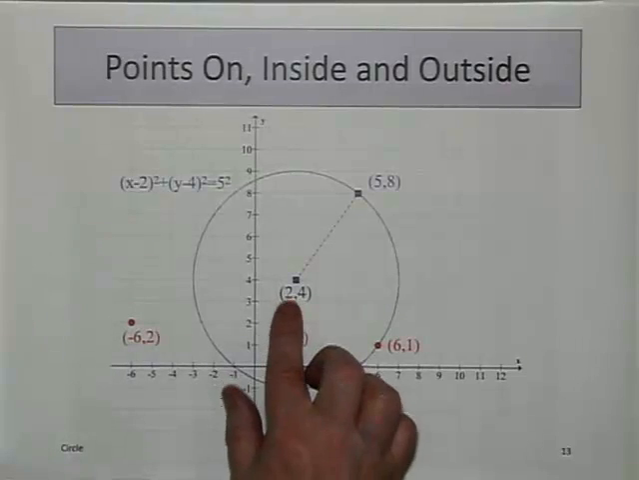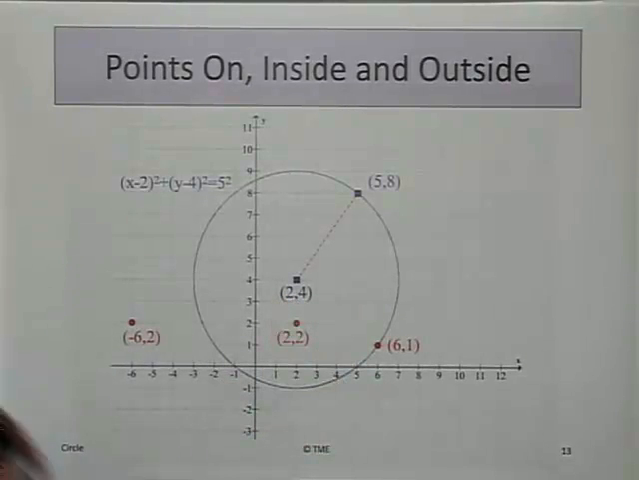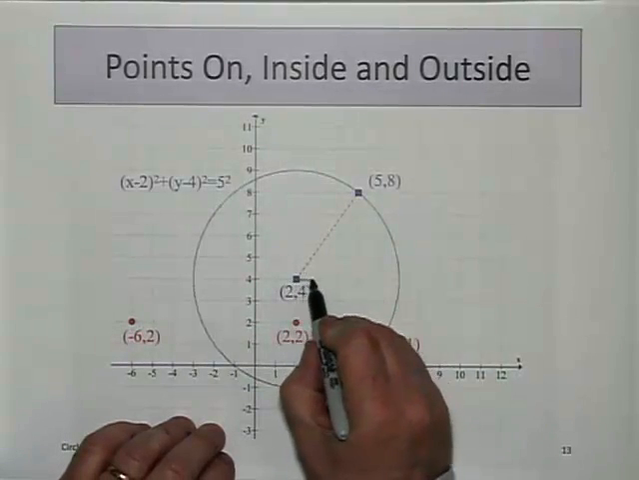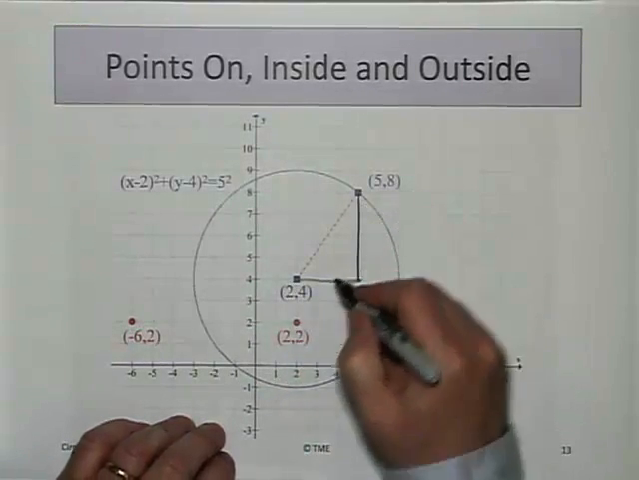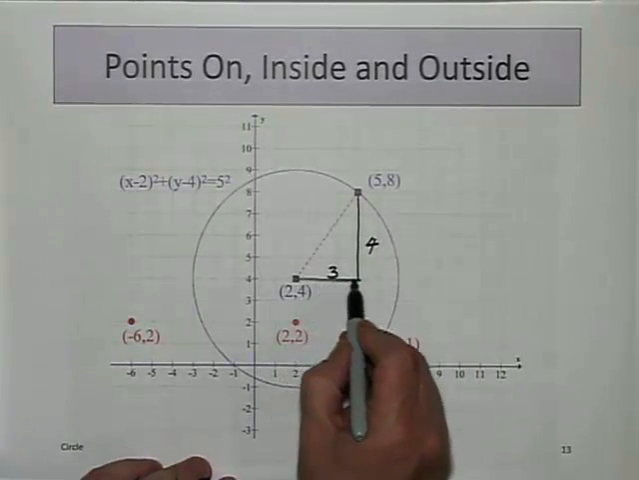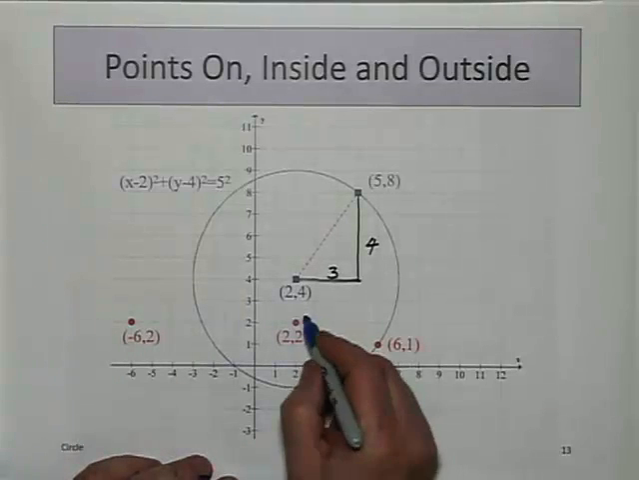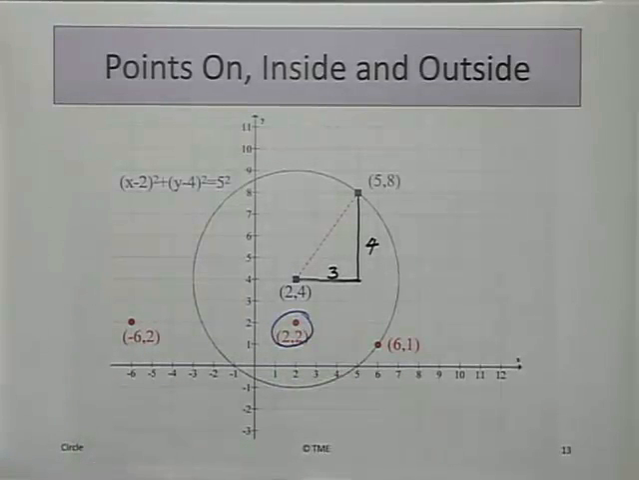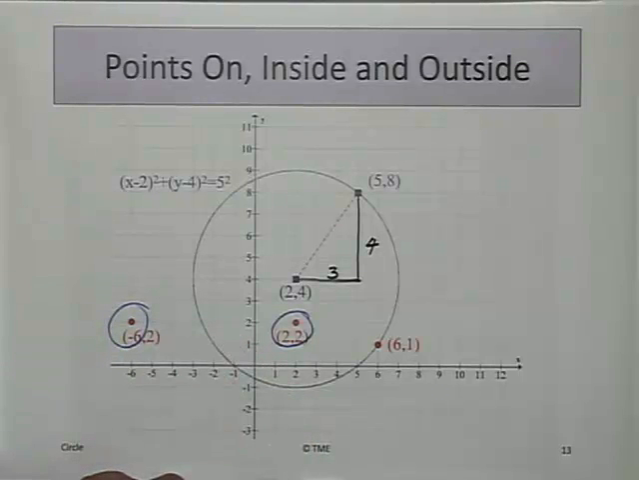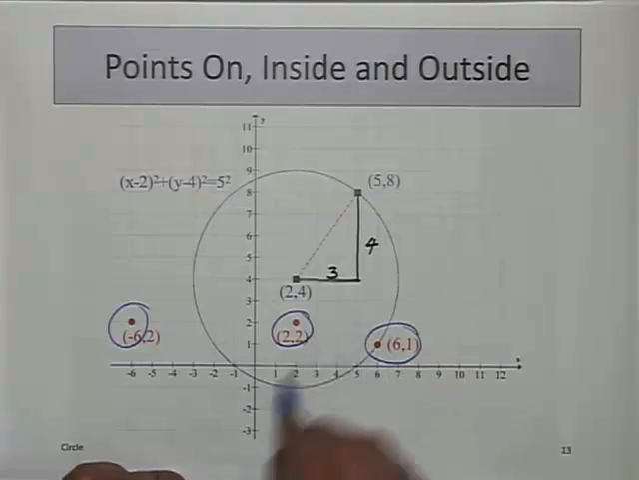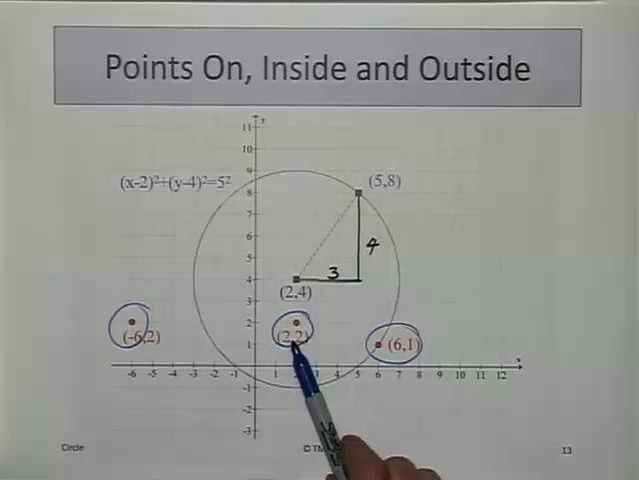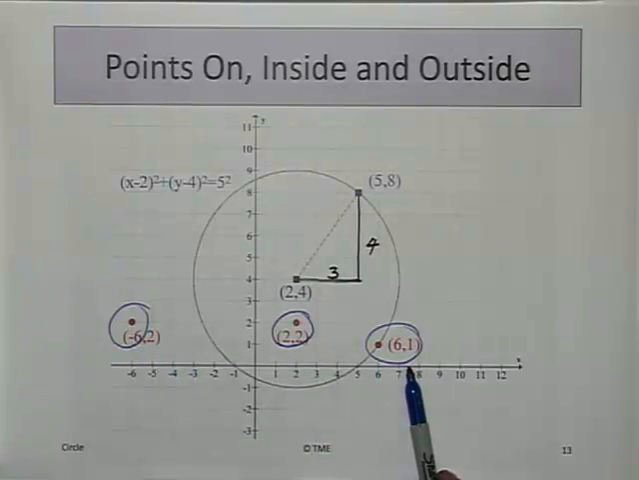I've chosen the circle again at 2, 4. It's got 5, 8 there, so it's got the standard 5 squared. It's the same Pythagoras that we've been using fairly constantly, the 3 and the 4. And we're asking ourselves, is this point 2, 2 here in or outside the circle? Is the point minus 6, 2 inside or outside the circle? And what's this point here, 6, 1? Well, visually it looks like that's clearly inside, that's outside, and that's on it.